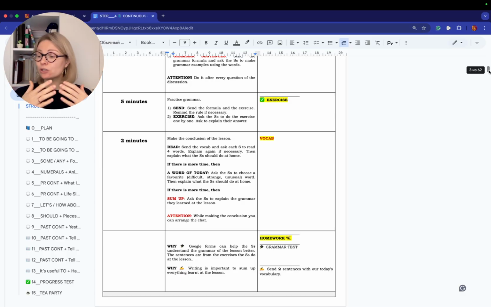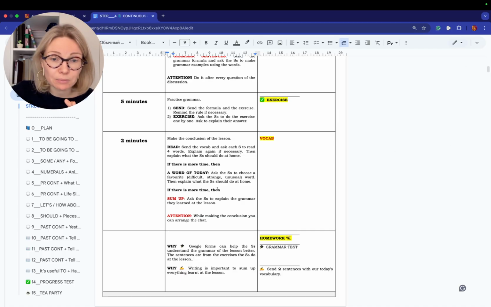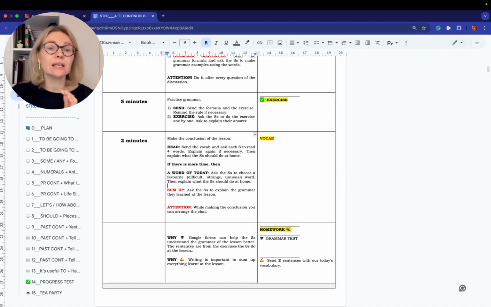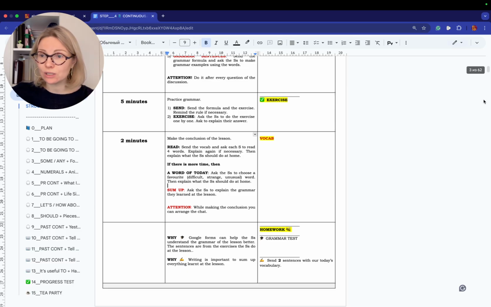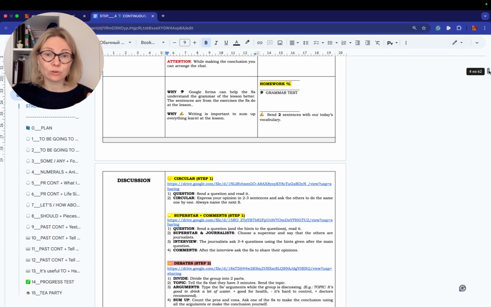If you don't have time, just the word of today. And after that, it's obligatory. Okay, and after that, sum up. So you ask the students: it can be the beginning of the rule and the students continue, or it can be the whole rule. So what do you remember about past continuous? While making the conclusion, you can arrange the chat, deleting something, so you're welcome. If you can do that, if you're already more or less experienced, so you have time.